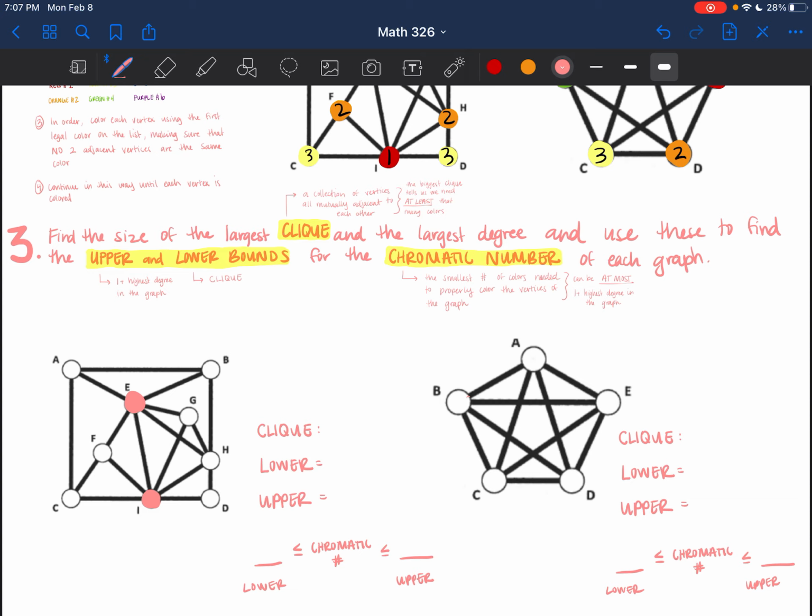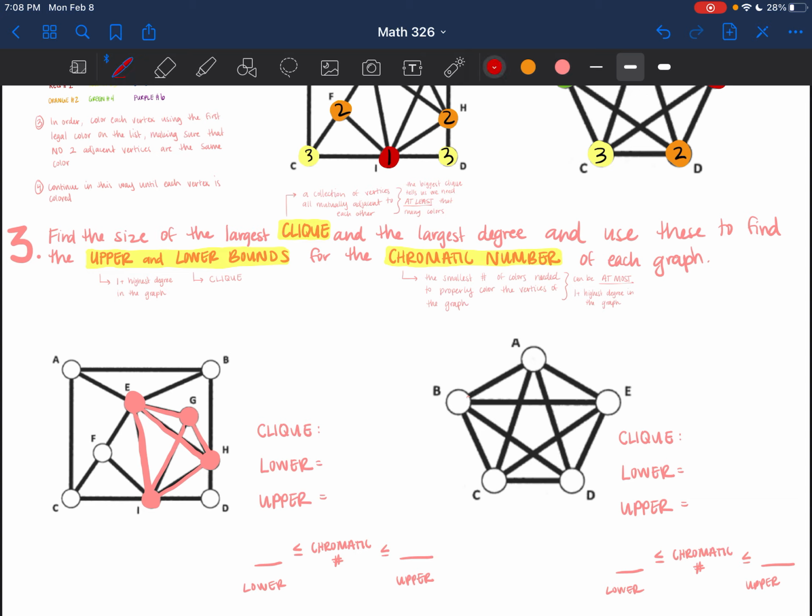If we look at what else E and I are also touching, they are both touching vertex G. And so right there we have a little clique. But let's see what else. If we look at vertex H, E, G, and I are all touching H. And H is touching all of the other vertices. So this right here is going to be our clique, which, remember, tells us there has to be at least as many colors in our whole entire graph.